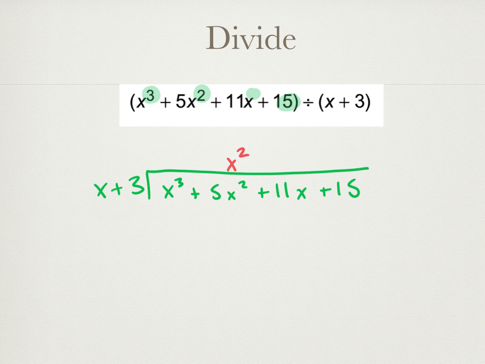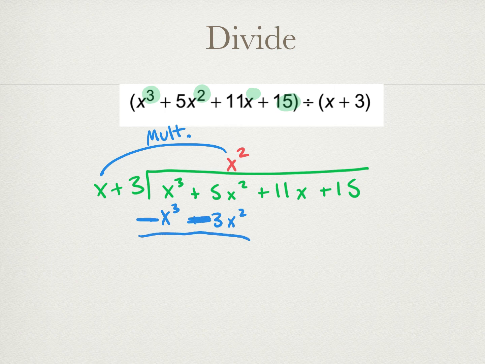Multiply. x cubed plus 3x squared. Change the signs. So the x cubes cancel. And then 5x squared minus 3x squared is 2x squared. And then you divide by x. 2x on top of the 11x.